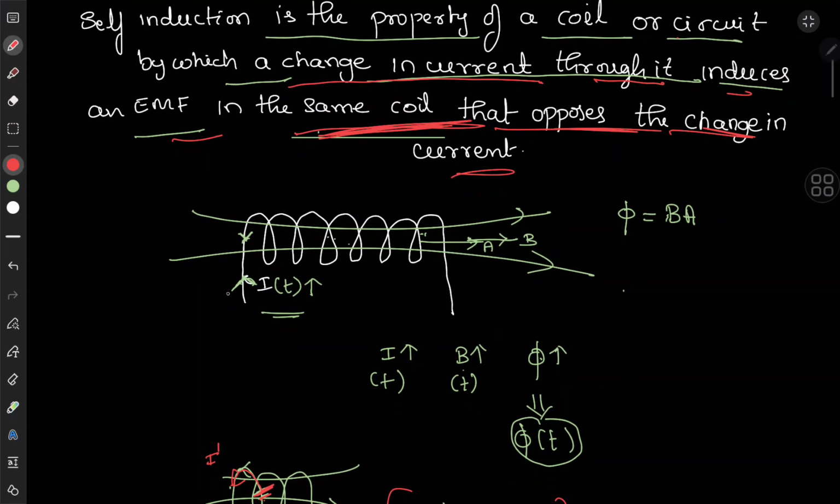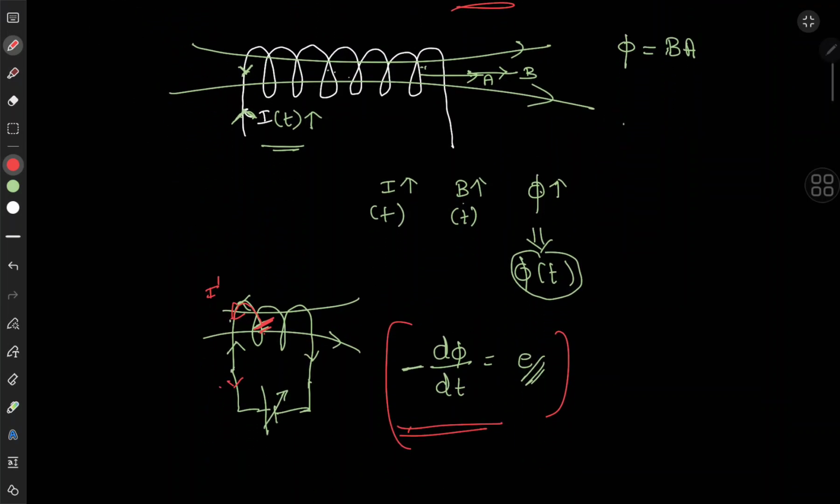That means whatever the current flowing, it will oppose that change. That means the current will be induced in the opposite direction. So the current wants to resist change itself. Whatever external current we supplied, it doesn't want to increase. So that is what it is doing. Induced current will resist the change.